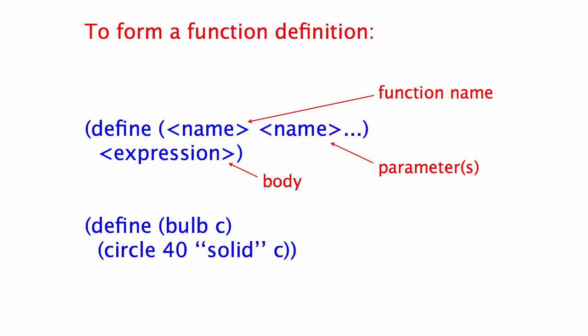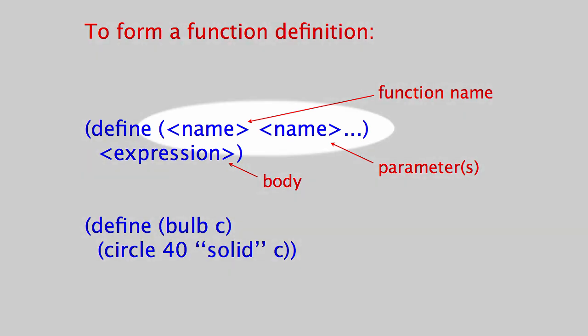We start with open paren define because it's a definition. And then we have open paren and the name of the function, followed by the names of the parameters. In the example we have so far, we just have one parameter c, but we'll define other functions later that have more than one parameter. And then we close that paren.